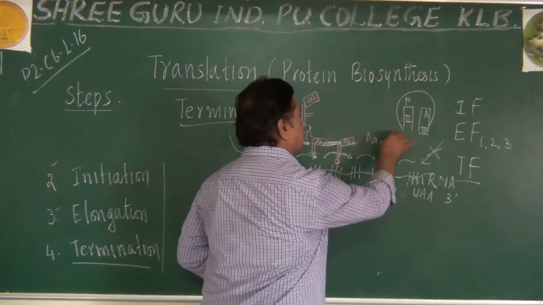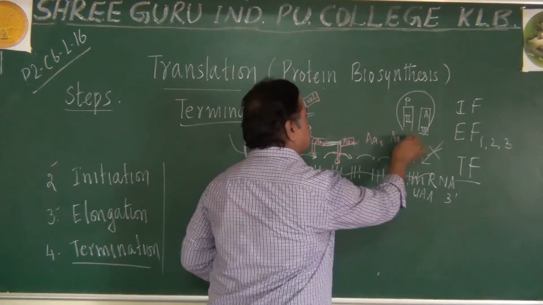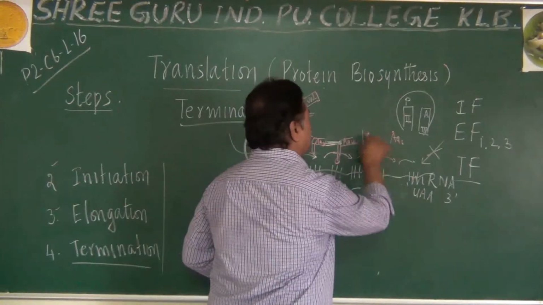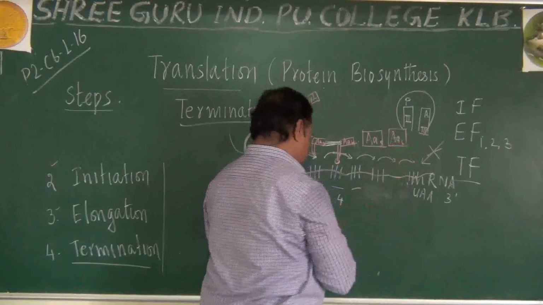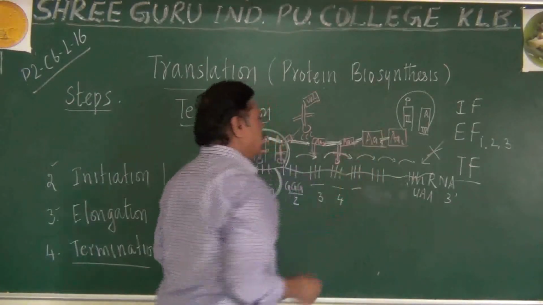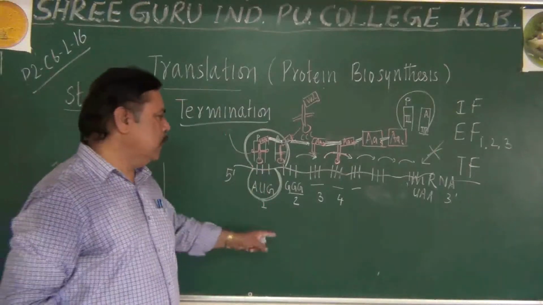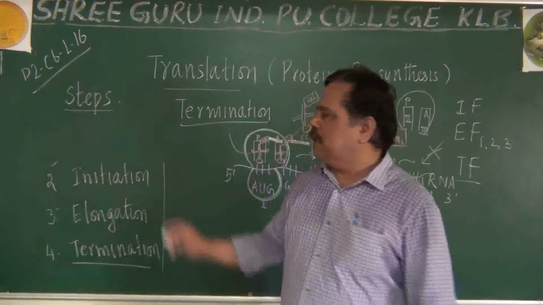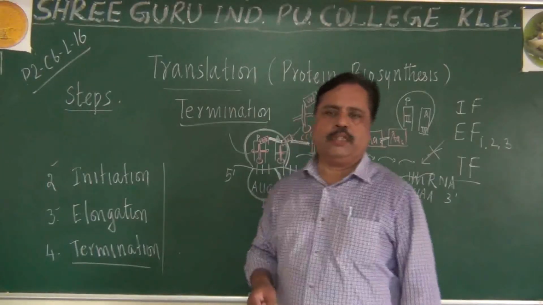This is amino acid 5, amino acid 6. Like that, they will be joining. They will become a polypeptide chain like this. So the polypeptide chain is formed in the P site with the help of peptidyl synthetase. I hope I made it clear. This is the process of translation.